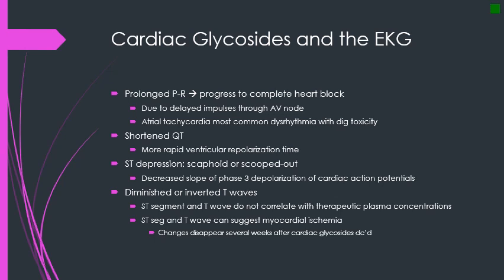The patient may also experience a shortened QT, which can cause a more rapid ventricular repolarization time. They may have some ST depression, where they will have a scaffold or what looks like a scooped out ST slope, and that produces a decreased slope in phase 3 depolarization of those cardiac action potentials on your action potential waveform. You can have a diminished or inverted T wave, and actually that's probably the most common thing that you see with DIG, those T wave alterations.